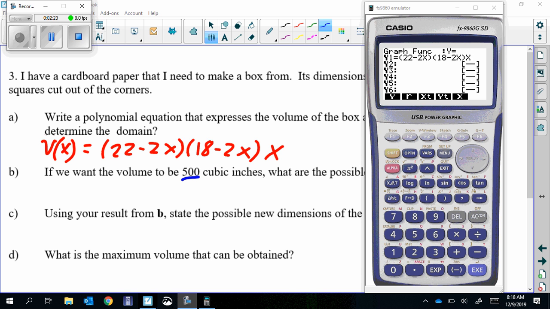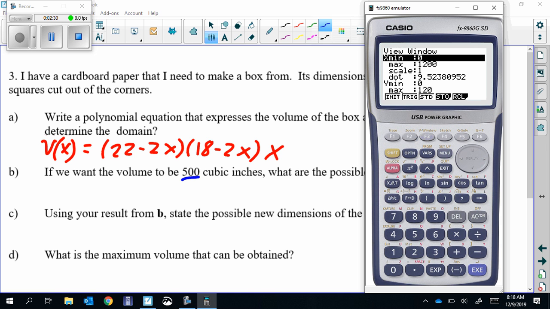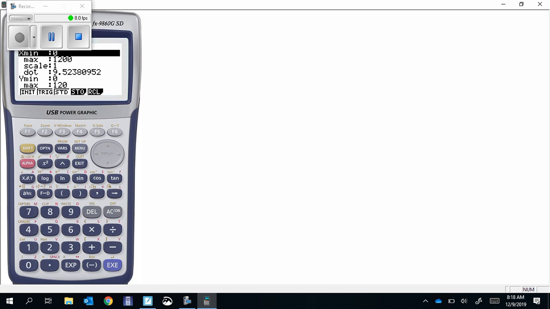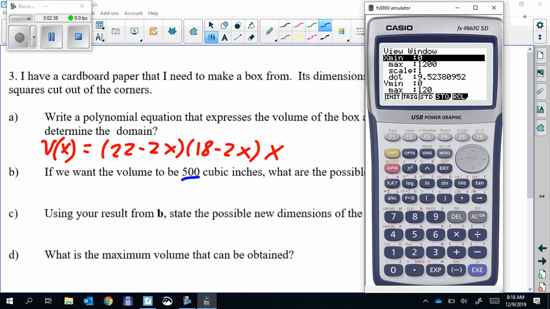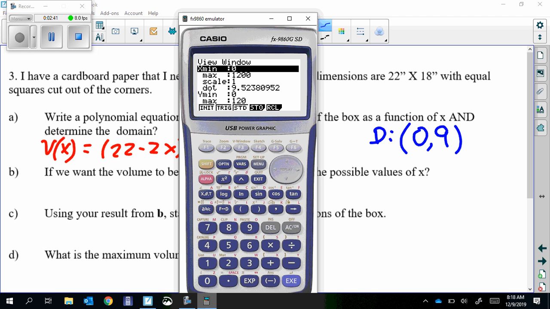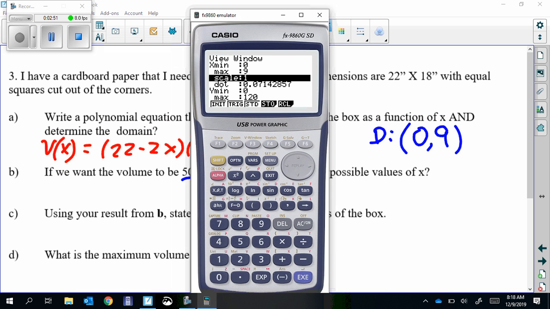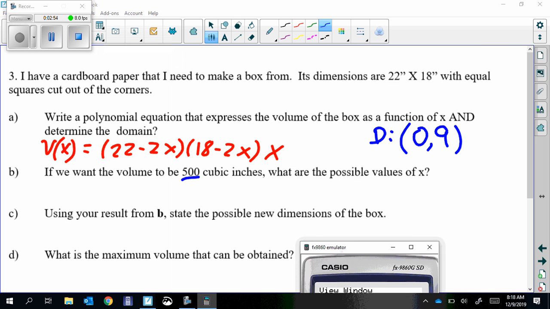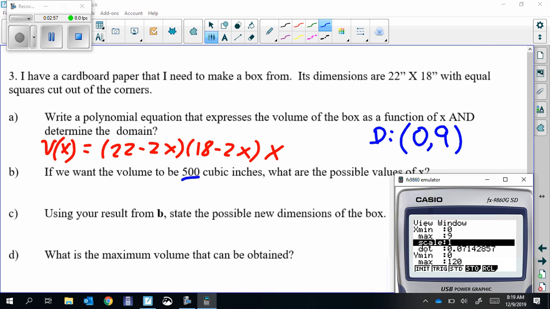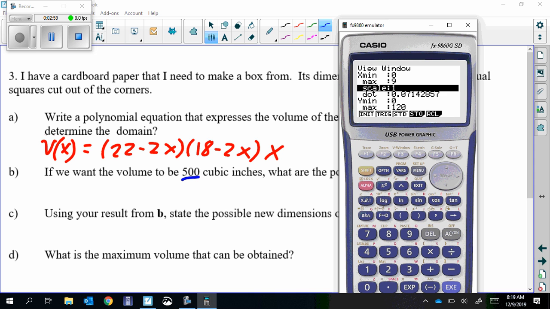So we type it into our graph. We can hit graph, but we've got to set up our window. So go V-Window. We just said our domain for this function is 0 to 9. So that's going to be our x values, 0 to 9. Our y values, if you just read the problem a little bit, it's going to tell us that we want the volume to be 500, so we know the volume is going to go higher than that.